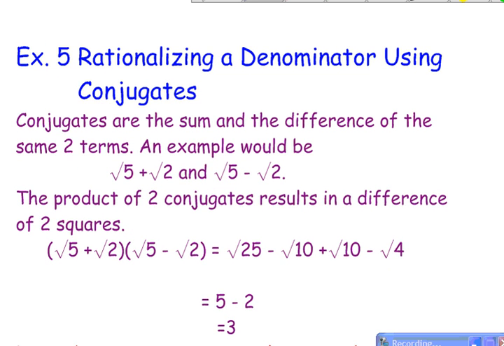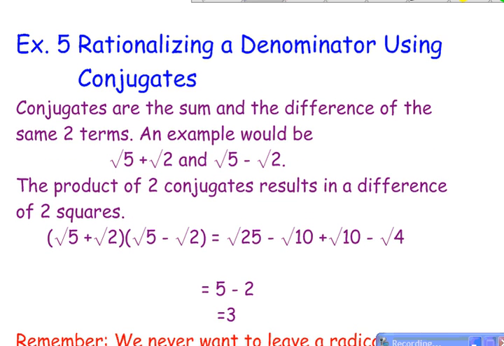Okay, example 5. Example 5, we're rationalizing the denominator using conjugates. Conjugates is probably a new term or one you haven't heard in a very long time. So I'll remind you that conjugates are the sum and difference of the same two terms. An example of this would be the square root of 5 plus the square root of 2, and the square root of 5 minus the square root of 2.